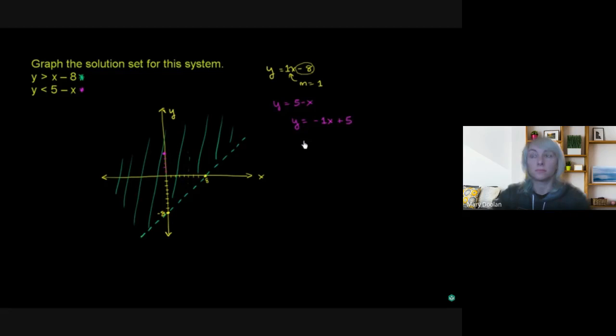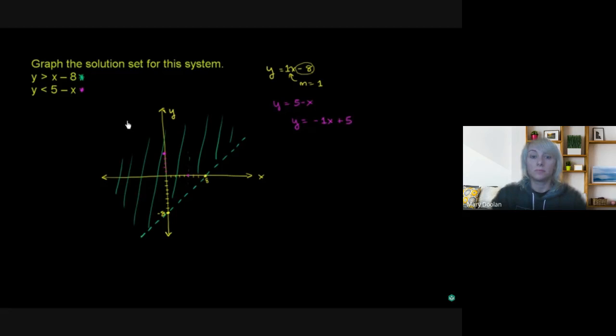Or another way to think about it, when y is 0, x will be equal to 5. So 1, 2, 3, 4, 5. So every time we move to the right one, we go down 1 because we have a negative 1 slope. So it will look like this.